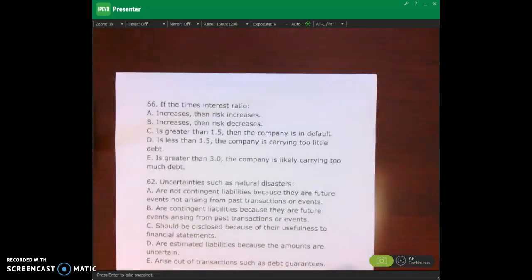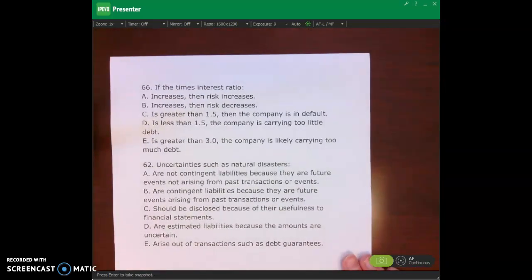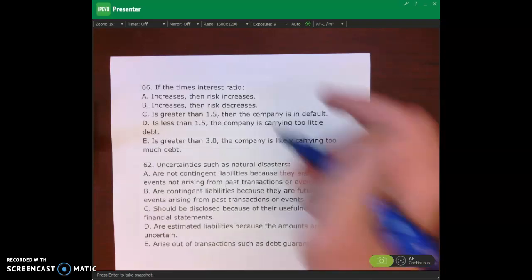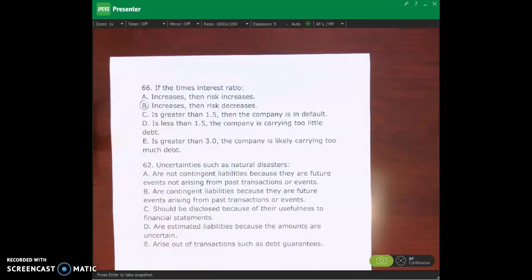Let's look at number 66. If the times interest earned ratio increases, what that means is that we have more income before interest and taxes, more EBIT, to cover our interest expense. So that means we're less risky. We are less likely to default because we have more income to cover our interest expense. So the right answer is B.